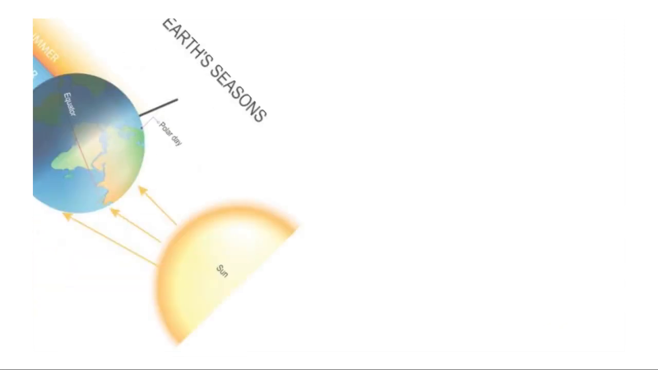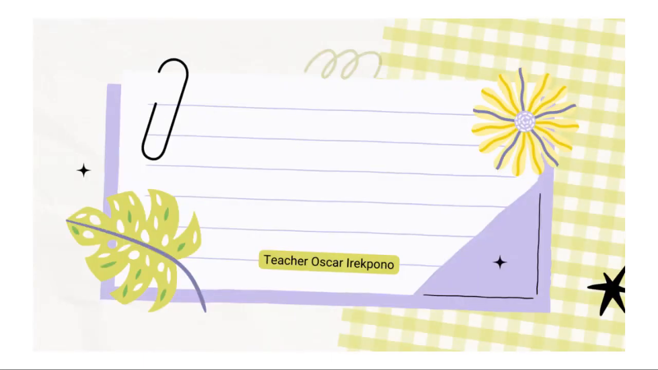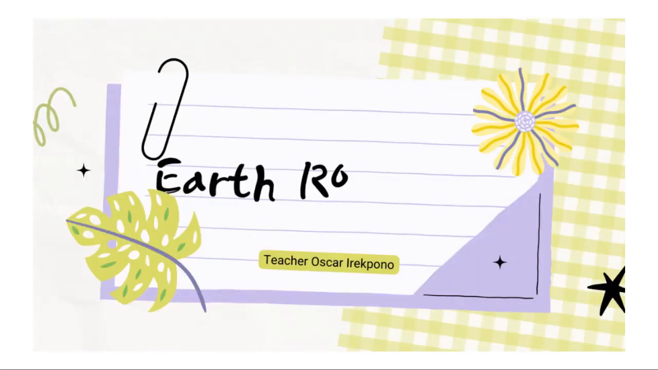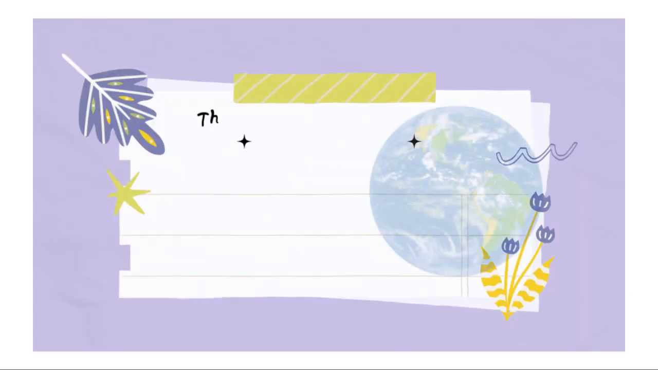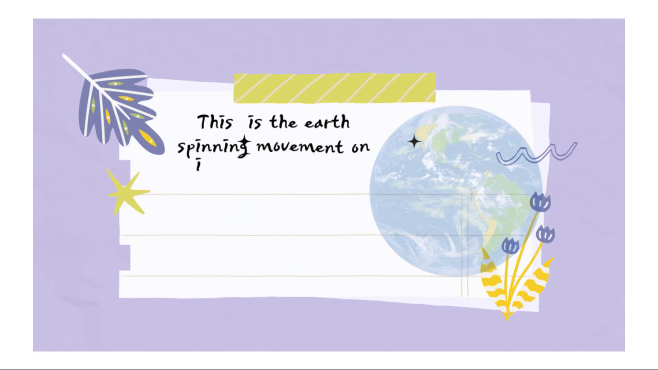What is the rotation of the Earth? Rotation of the Earth is a phenomenon where the Earth tends to spin on its own axis once in every 24 hours. This spinning tends to take place on the Earth's axis in a direction that goes from west to east.